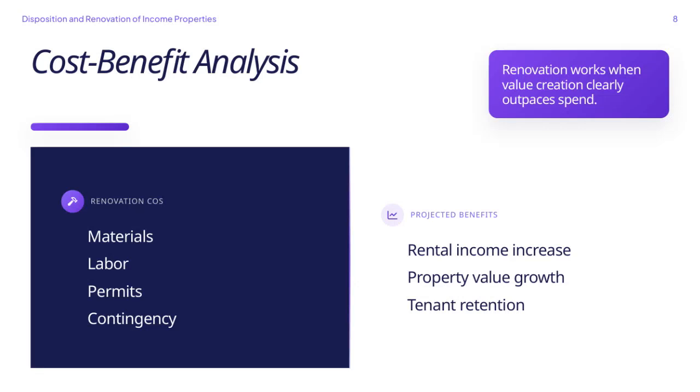When we talk about renovation works, the key principle is that value creation must clearly outpace the spending involved. In other words, the costs of renovation need to be justified by significant benefits. These renovation costs typically include materials, labor, permits, and a contingency fund for unexpected expenses. On the benefit side, we see things like an increase in rental income, growth in property value, and improved tenant retention. All of these factors contribute to the overall financial success of the project.